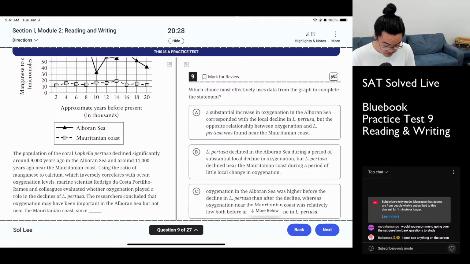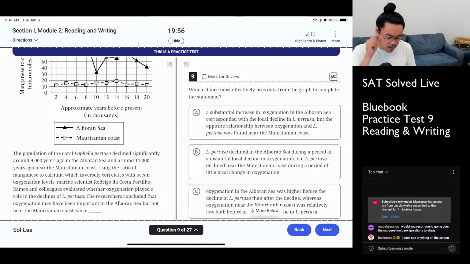Okay. Yeah, I spent a lot of time on that first sentence and just the graph itself, but that's just because this graph is messing me up because it's written backwards. Using the ratio of M to C, which inversely correlates with oxygenation. Hang on. So the higher the M to C is, the lower the oxygenation is. So did oxygenation decline the L. pertusa?